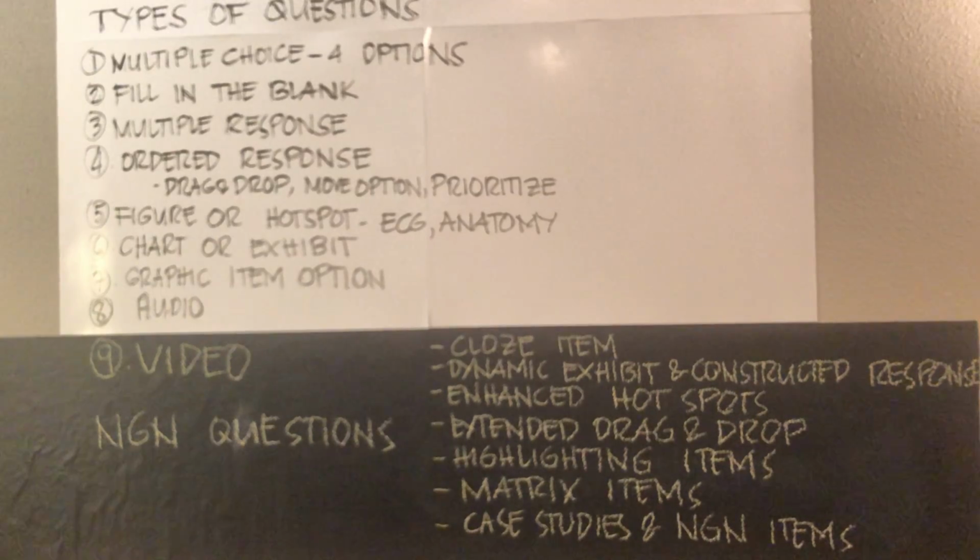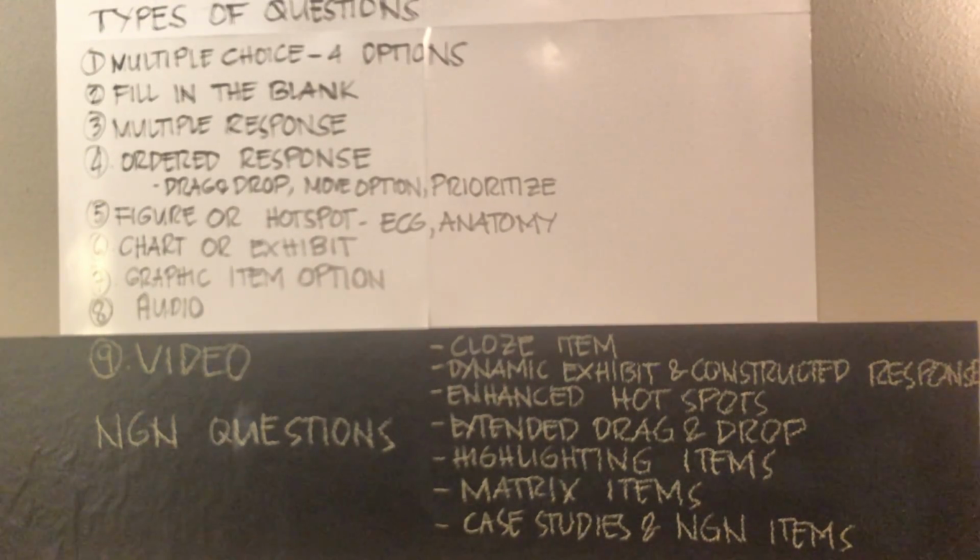Number 6, chart or exhibit questions. In this type of question, you will be presented with a problem in a chart or exhibit. You will be provided with tabs or buttons that you need to click to obtain the information needed to answer the question. A prompt or message will appear that will indicate the need to click on a tab or button.